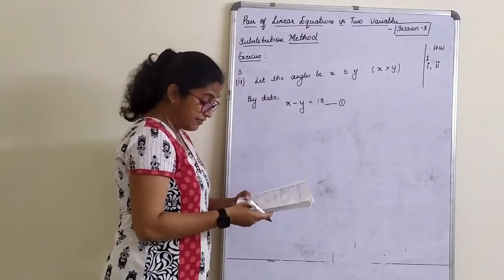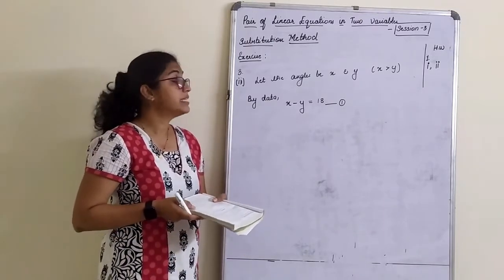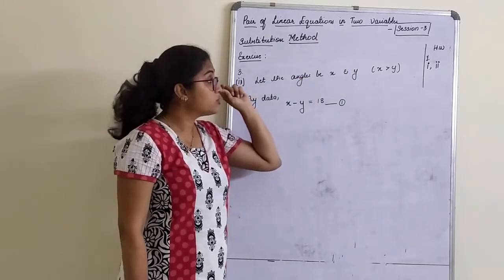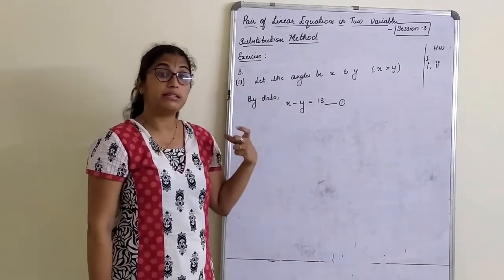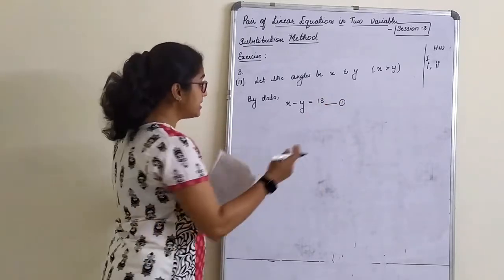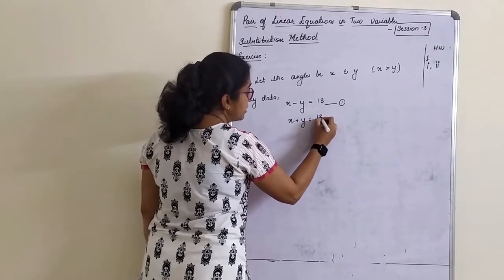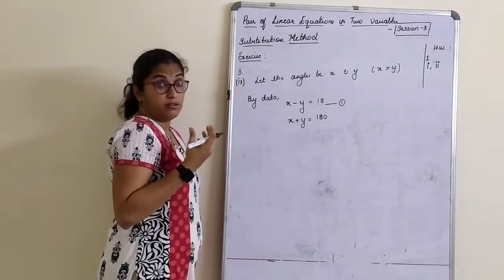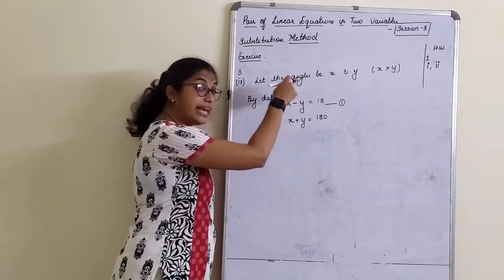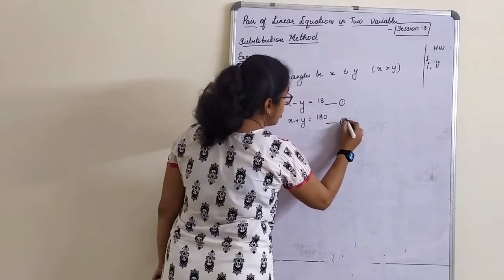Then what about the second equation? Nothing has been mentioned. Fine. Is it only one equation? No. Since it's a supplementary angle, we have chosen two angles, right? These two angles, one is larger, one is smaller, but when you add these two angles, they form supplementary angles. That means the second equation has to be x plus y is equal to 180. Two angles when you add, you have to get a supplementary angle. In that, the larger exceeds the smaller angle by 18. So this is my second equation.